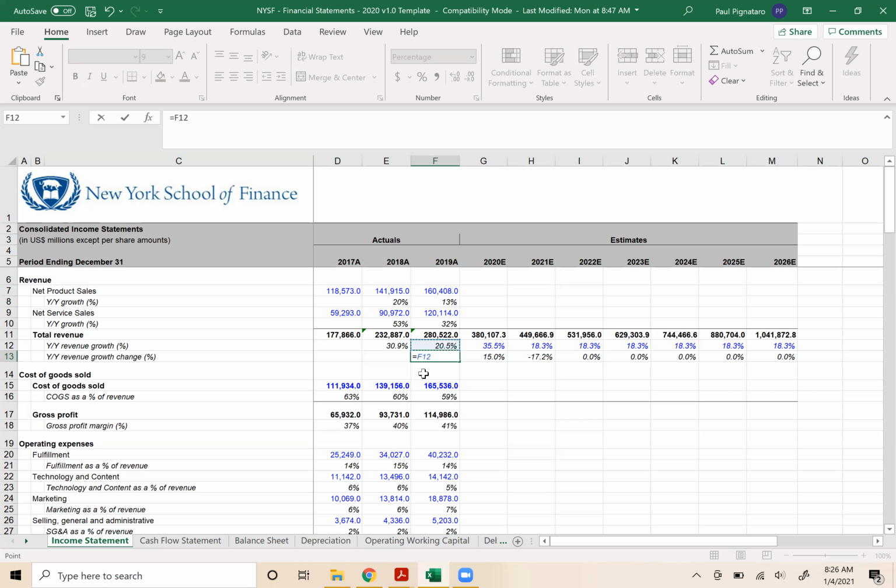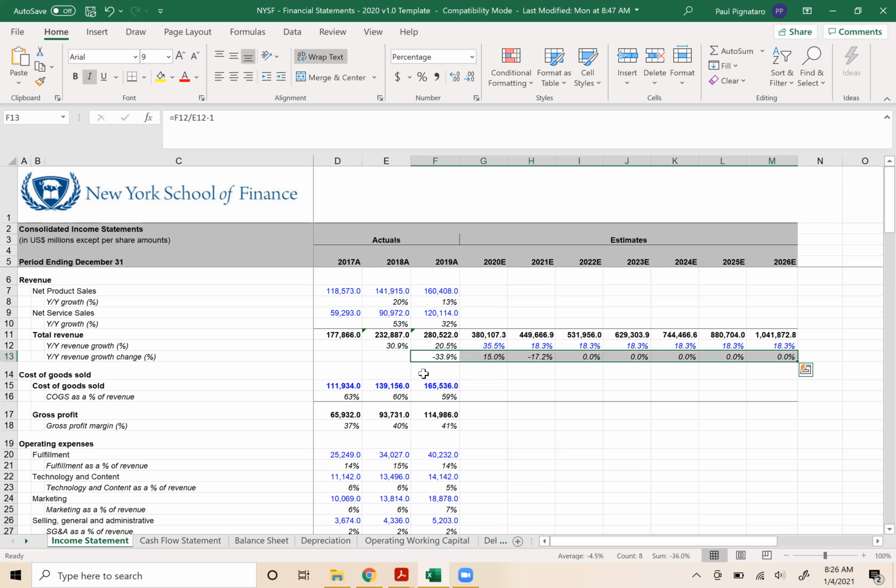Equals this year divided by last year minus 1. I want a percentage drop from the year before. There we go. 33%. That's going to give me too much of a drop if I did it just by subtracting. So this is a 33% drop. This is a 73% increase in the percentage. This is almost sliced in half, right? So 2021, they dropped the revenue growth almost in half.